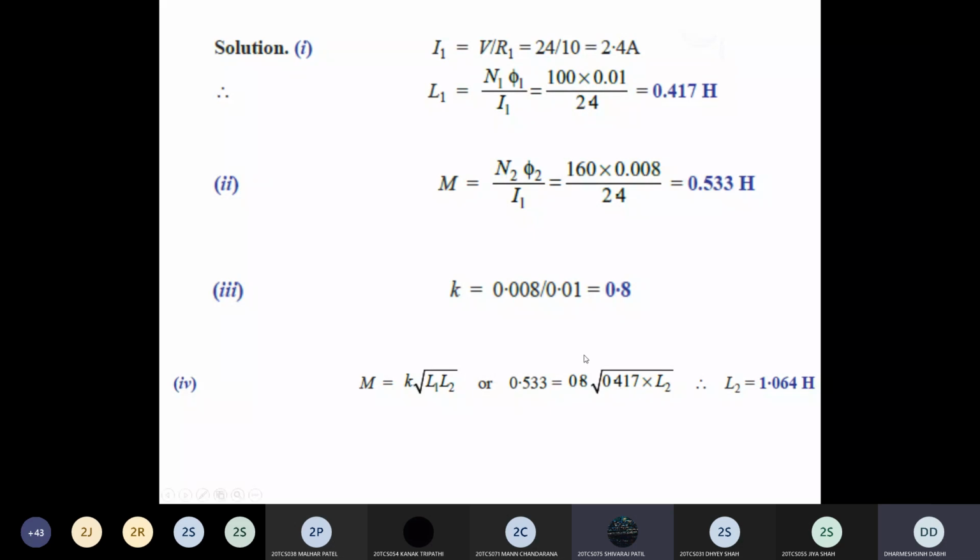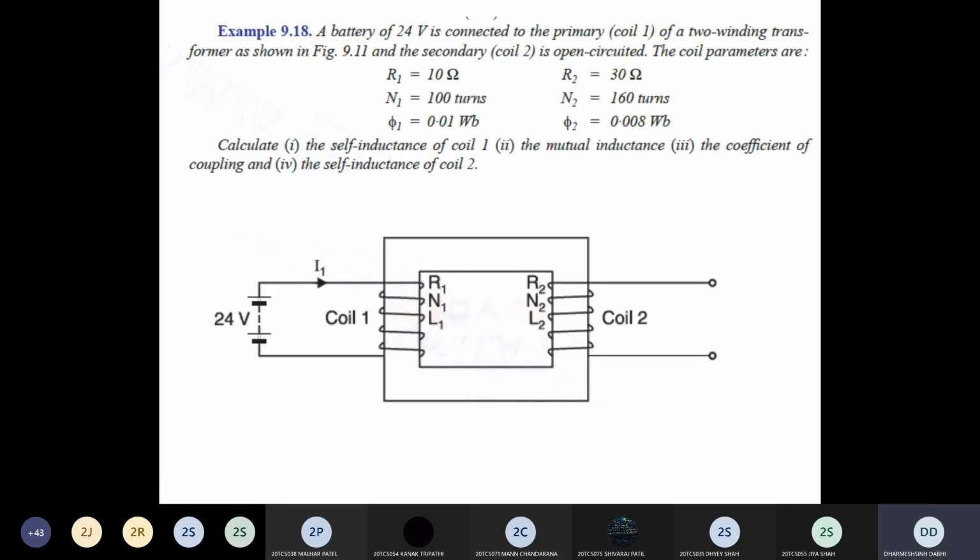Yes, sir. Okay. See, K is equal to what? Coupling between coil number 1 and 2. So that coupling you can find out by how much flux of coil 1 is linked with coil number 2 if current is flowing into coil number 1. Here in this example, current is only flowing into coil number 1. So coil 1 produces the flux phi 1, and out of this phi 1, some of the flux is linked with coil number 2. And that is nothing but phi 2 equal to 0.008 Weber.